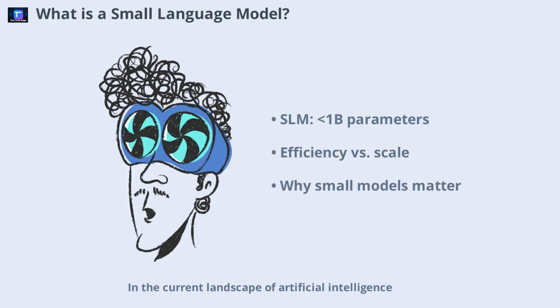In the current landscape of artificial intelligence, a small language model, or SLM, is typically defined as any language model with fewer than 1 billion parameters. This is a stark contrast to giants like GPT-3, which boasts around 175 billion parameters, or the rumored GPT-4, which may reach 1 trillion. But why focus on small models? The answer lies in efficiency and accessibility. SLMs can be trained and deployed with far fewer resources, making them ideal for research, edge devices, and specialized applications. In this video, we'll walk through the entire process of building an SLM from scratch, from data selection to inference.